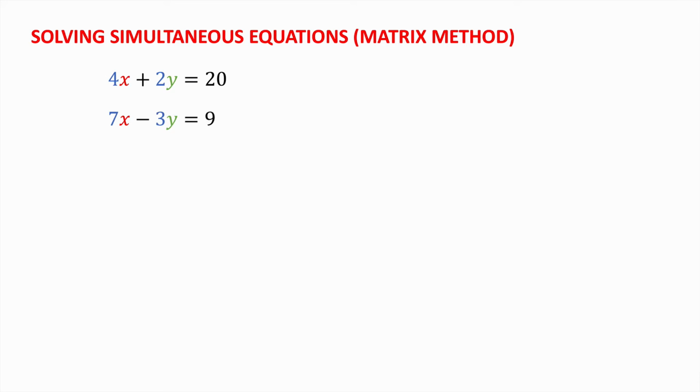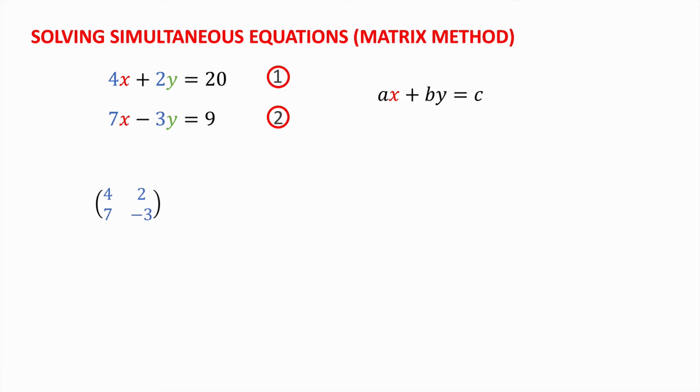Alright, so I have two equations, 4x plus 2y is equal to 20, and 7x minus 3y is equal to 9. The first step is to write the equations in the form ax plus by is equal to c. These two equations have the same format, so I don't have to change it. So then I label it equation 1 and equation 2. And now we set up the matrix form like this.